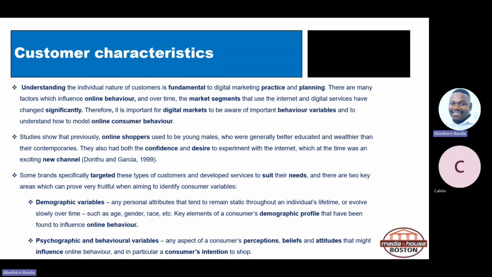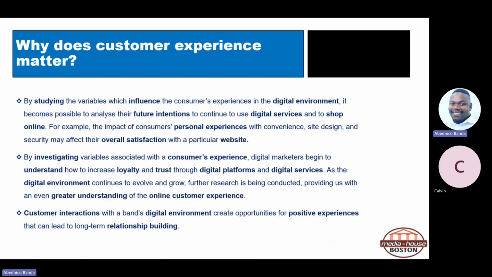You also need to understand their attitudes, their thoughts, their beliefs, their perceptions that might influence their online behavior and, in particular, a consumer's intention to shop. So what is it that motivates them to buy?